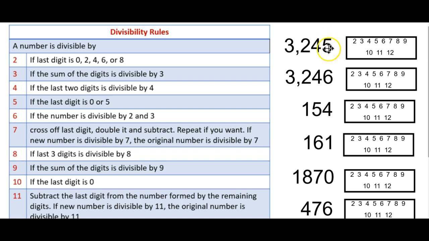And so I've got some numbers on the right, and then we're going to check 2 through 12 and see which ones will go into it without actually dividing the number out. So the first rule is for 2, if the last digit is even. That's what they're saying there, 0, 2, 4, 6, or 8. So when I'm looking at this, the last digit right here is 5. It's not an even number. It's not going to be divisible by 2.